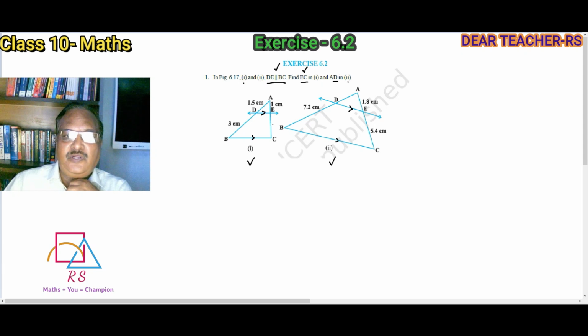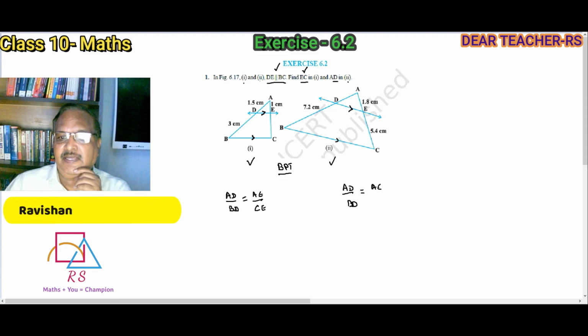Let us apply BPT simultaneously in both the figures. So AD by BD is equal to AE by CE. In this also the same, AD by BD is equal to AE by CE.